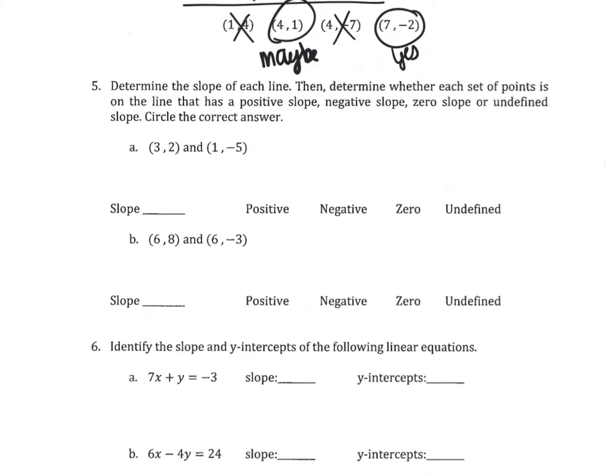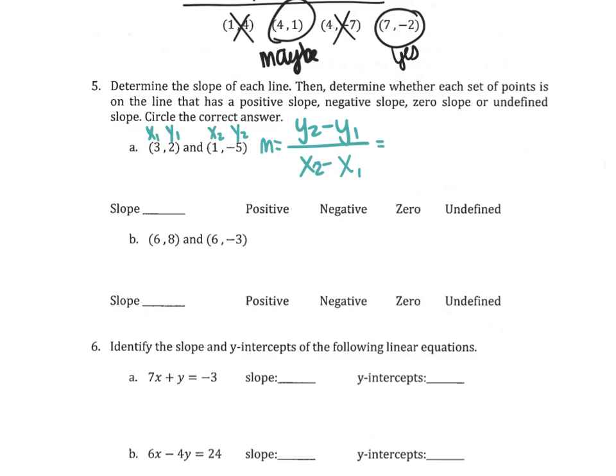5. Determine the slope of each line, then determine whether the points have positive, negative slope, 0, or undefined. You will be given the slope formula for this, so it's y2 minus y1 over x2 minus x1. M equals M for slope. Alright, so then you can pick whichever one you want to be y1 and y2. You just have to keep it the same for the x. So I'm going to make this x1, y1, x2, y2.